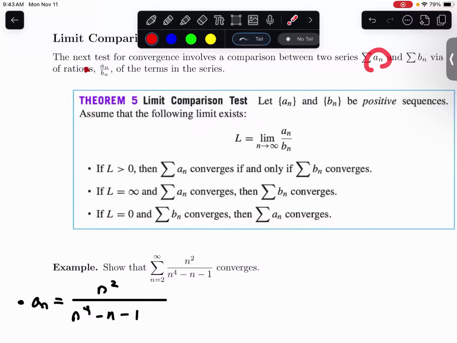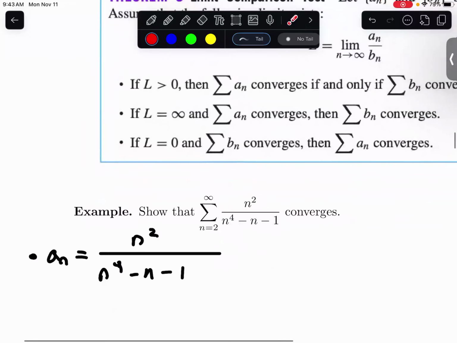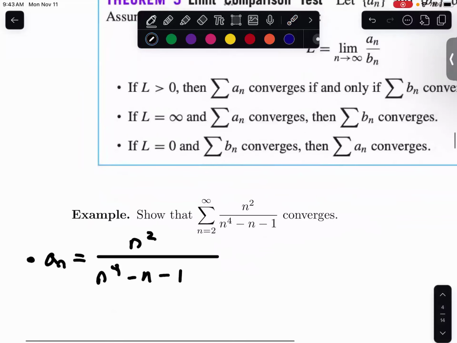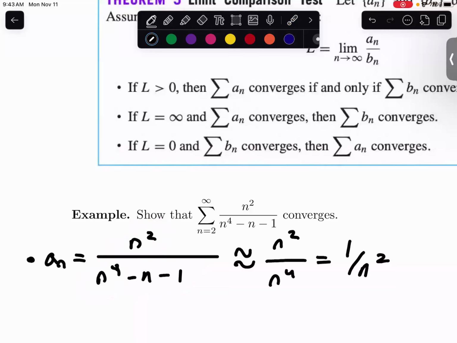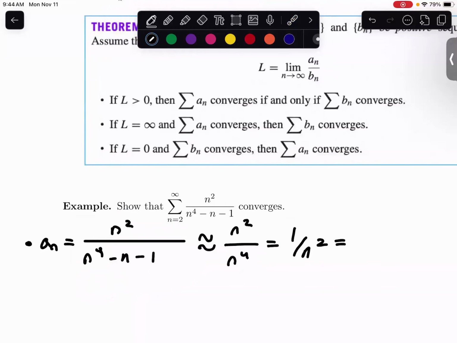We have a sub n, and then we should also have b sub n. How you determine what your b sub n is going to be is, you play the same game that we were just playing. Like n squared over n to the 4th power minus n minus 1. Really the big players here, we don't care about n and 1. The big players are n squared, then n to the 4th power. So this is approximately equal to n squared over n to the 4th power, which is just equal to 1 over n squared. And so this is what your b sub n is going to be.